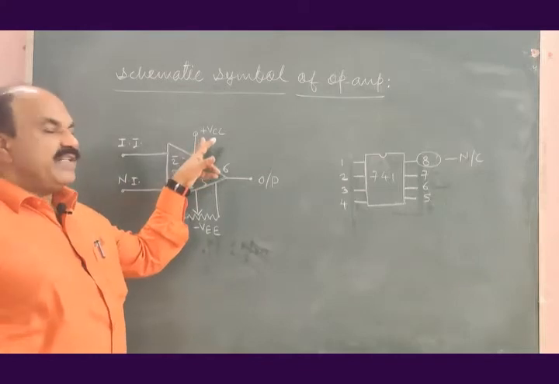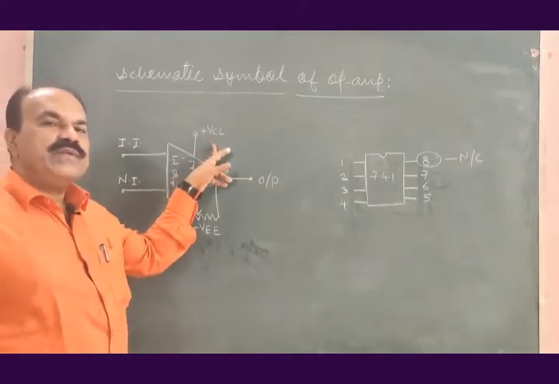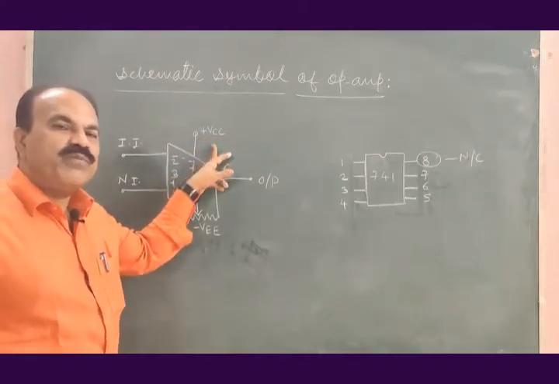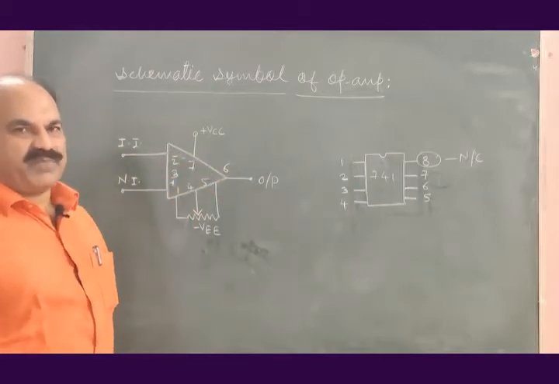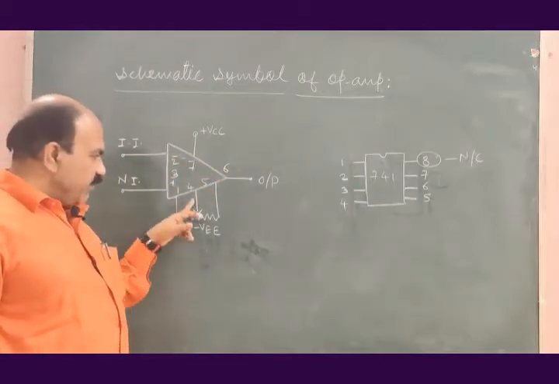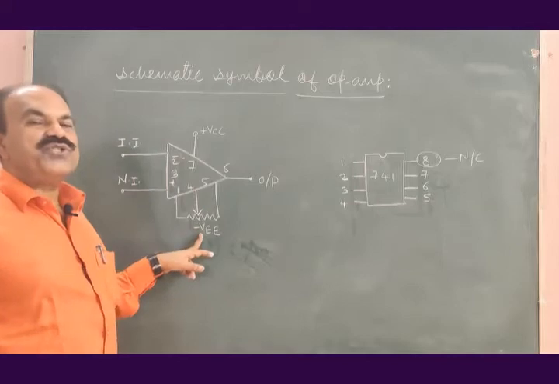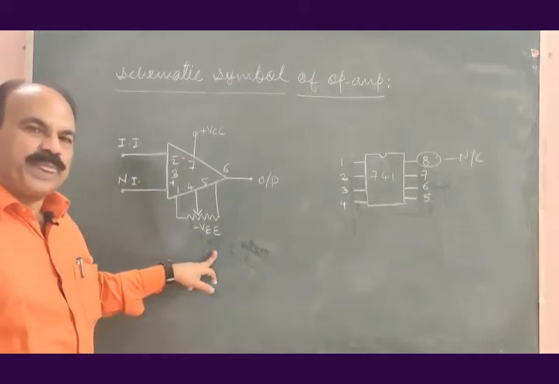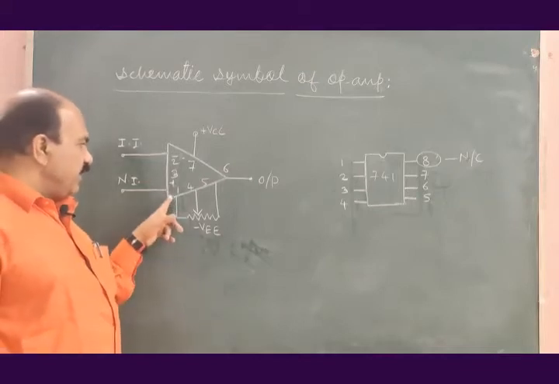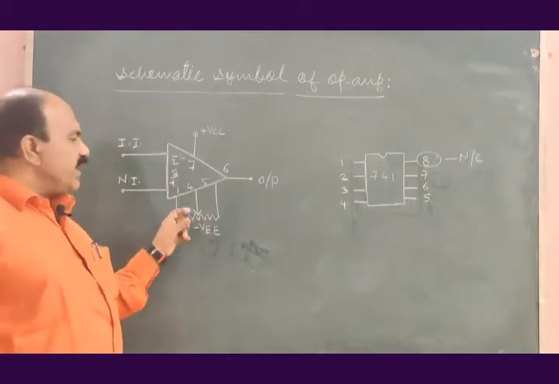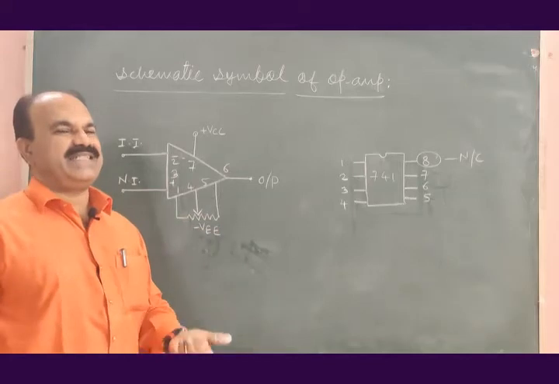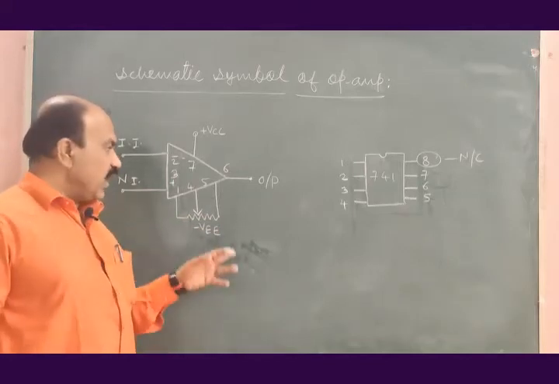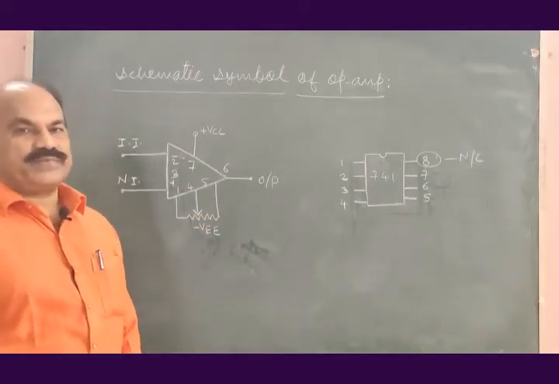Pin number 7 is used to connect to the positive of the power supply, VCC, with respect to ground. Pin number 4 is used to connect to the negative of the power supply, VEE, with respect to ground. Pins number 1 and 5 are used for offset null adjustment.